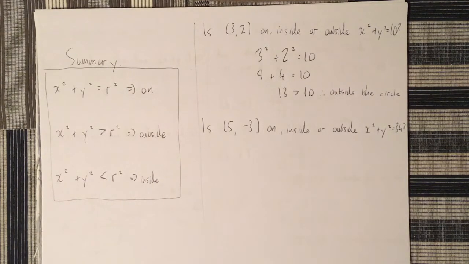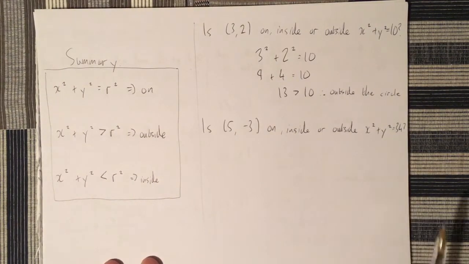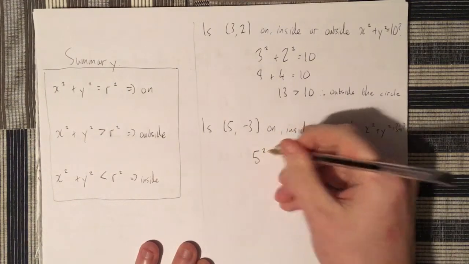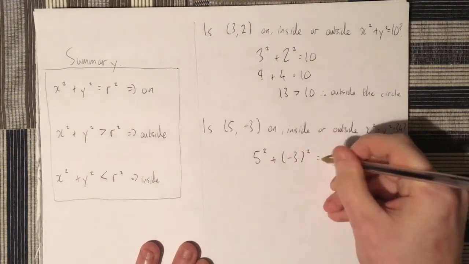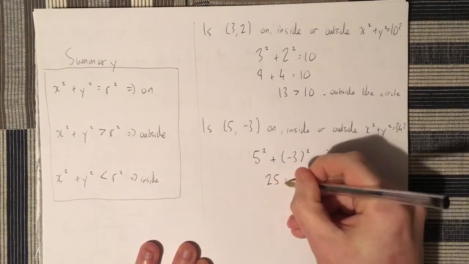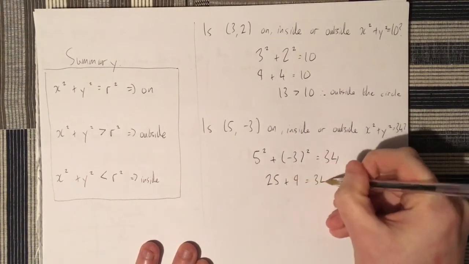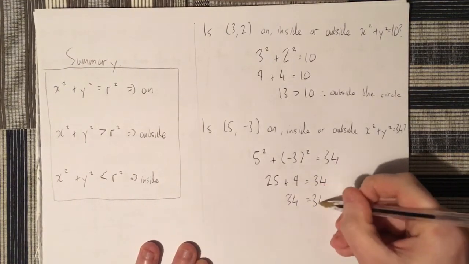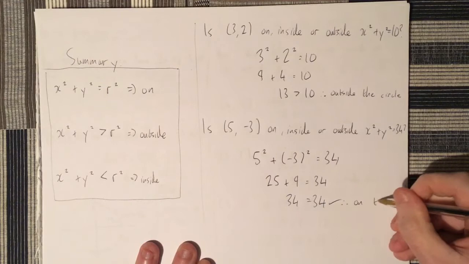All right, next one here then, so is 5, minus 3 on, inside, or outside this circle here? x squared plus y squared equals 34, so let's sub in. So instead of x, I've got 5. Instead of y, I've got minus 3. Is that equal to 34? Well, 5 squared is 25, plus minus 3 squared is plus 9, equals 34. 25 plus 9 is 34. 34 is equal to 34. So therefore, we are on the circle.